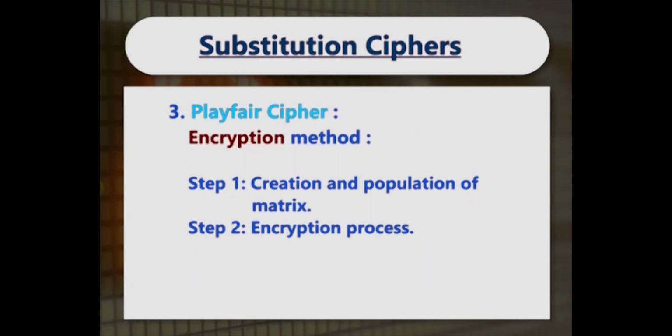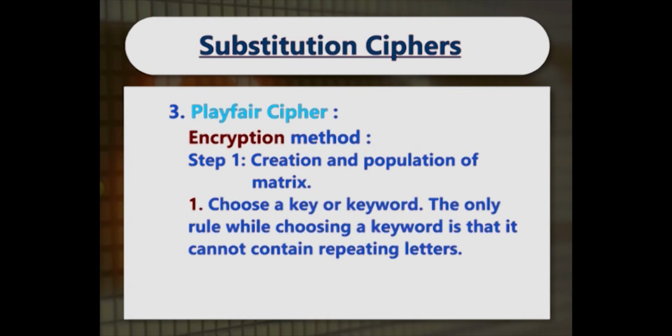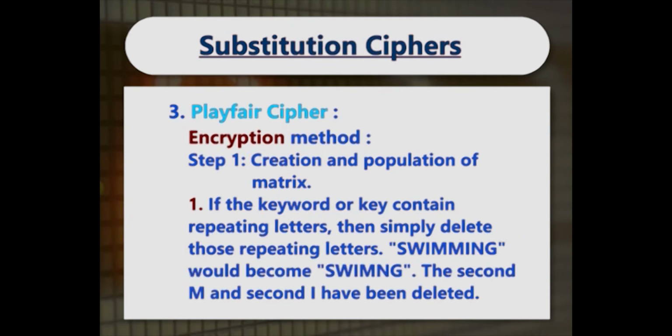The encryption method in Playfair cipher uses two main processes. Step 1 is creation and population of the matrix. Step 2 is the encryption process. Now, let us start with how to perform step 1, that is the creation and population of the matrix. The first step is to choose a key or a keyword. The only rule while choosing a keyword is that it cannot contain repeating letters. If the keyword or key contains repeating letters, then simply delete those repeating letters. Swimming would become SWIMNG. The second M and second I have been deleted.